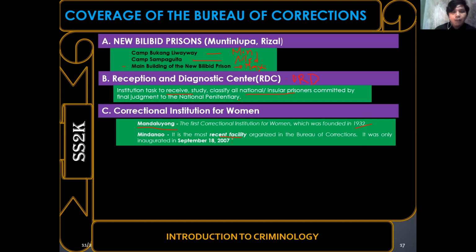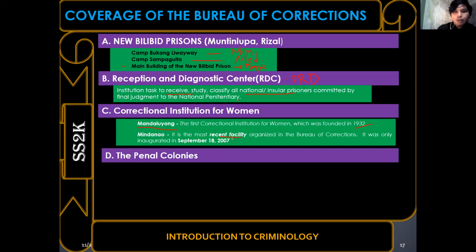Pero pagka ang tanong, saan po dinadala yung mga babae na convicted ng more than 3 years of imprisonment? Correctional Institution for Women, ang tinatawag na CIW. Pero pagka in-specify yung lugar, tingnan niyo kung Luzon o Visayas, yan po ay sa Mandaluyong City, CIW Mandaluyong. Pagka sa Mindanao, CIW Mindanao.